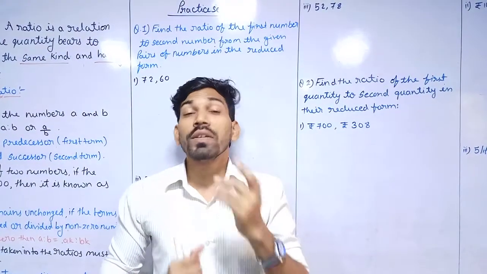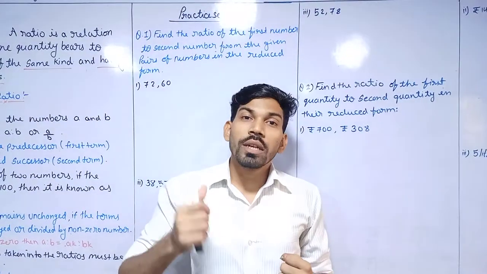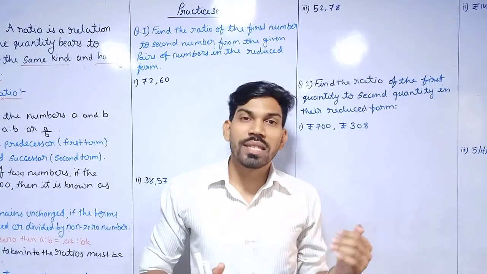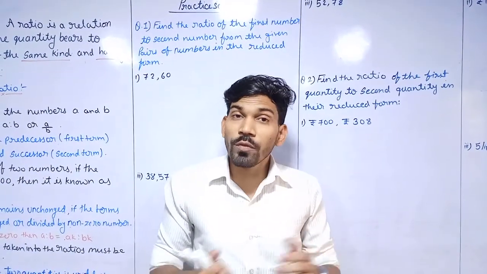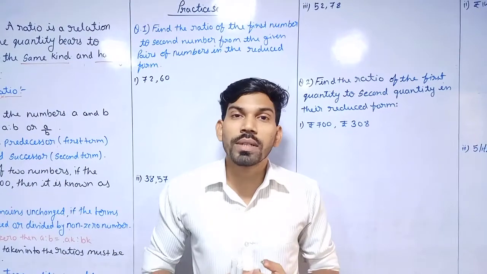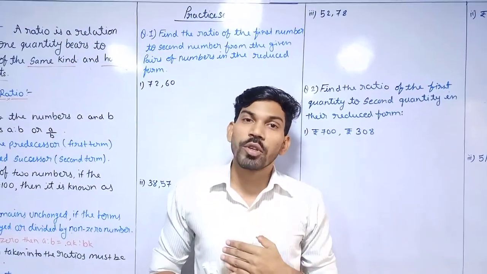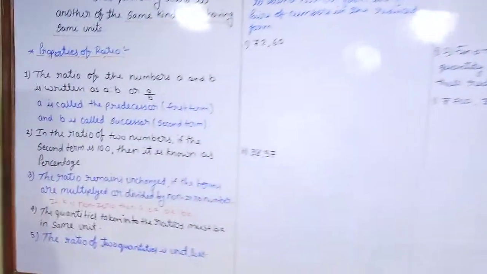In the same way, whenever we are finding the ratio, we have to take the ratio of numbers or quantities that have the same kind and same unit. Then only it could be possible. Suppose we don't have the same unit for the numbers or quantities, then we have to convert them into the same unit and do that. And let's see the properties of ratios.